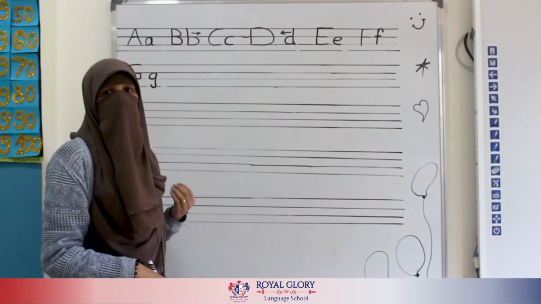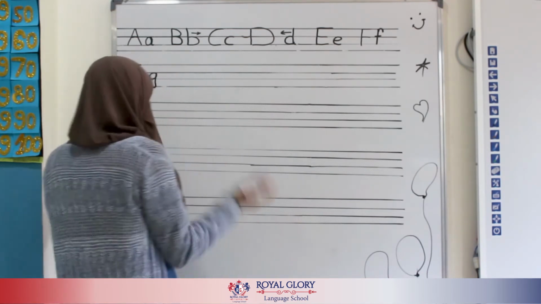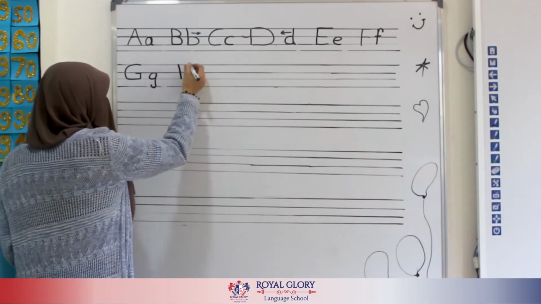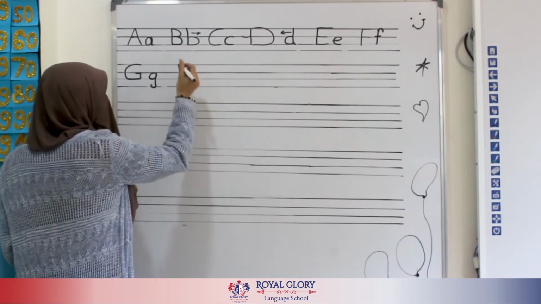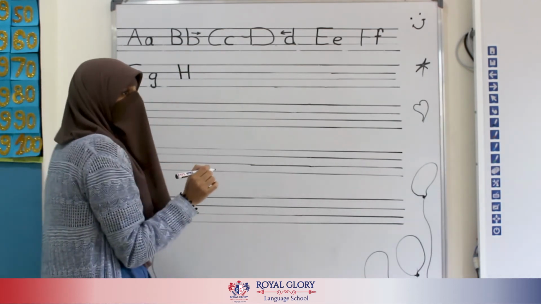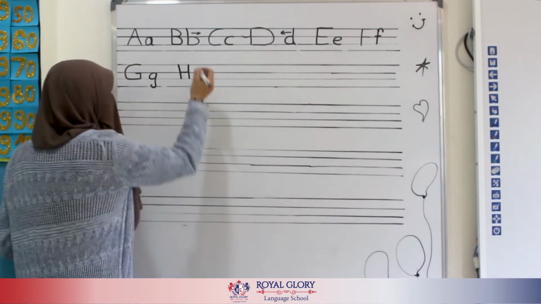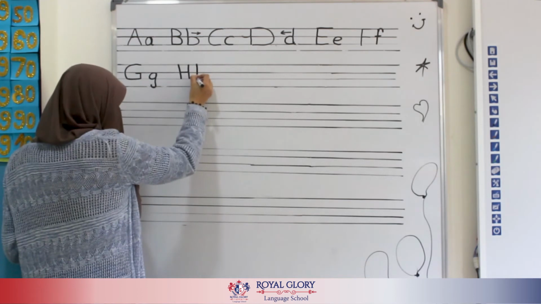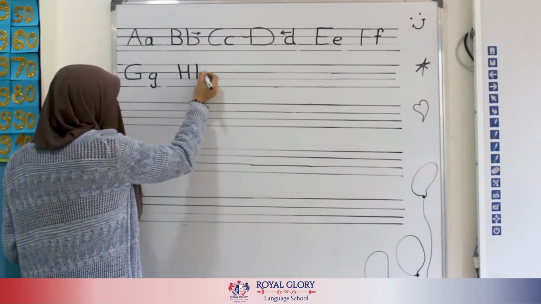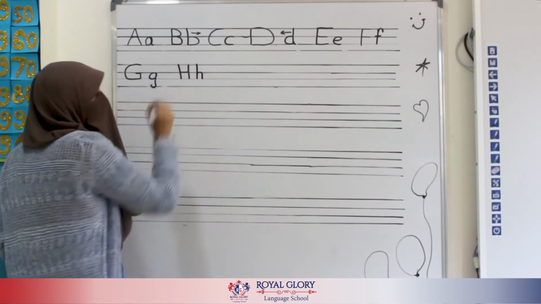Letter H. How to write it? It's very simple. Standing line down, another standing line down, and sleeping line in the middle. Okay? Like in horse. Horse. The lowercase: standing line down, and curve in line number 2, then down.